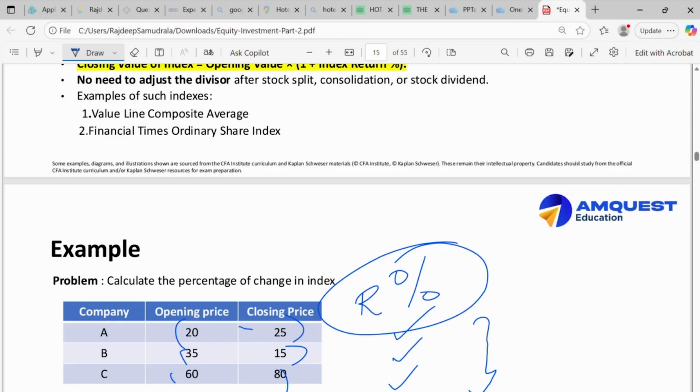Okay, what's the value for this A? A has gone up by how much percentage? 25, 5 upon 20, that comes to 25%, right? B has gone down by around 50%. C has gone up by 33%, right? 60 minus 80. Clear? Everyone's got that bit?